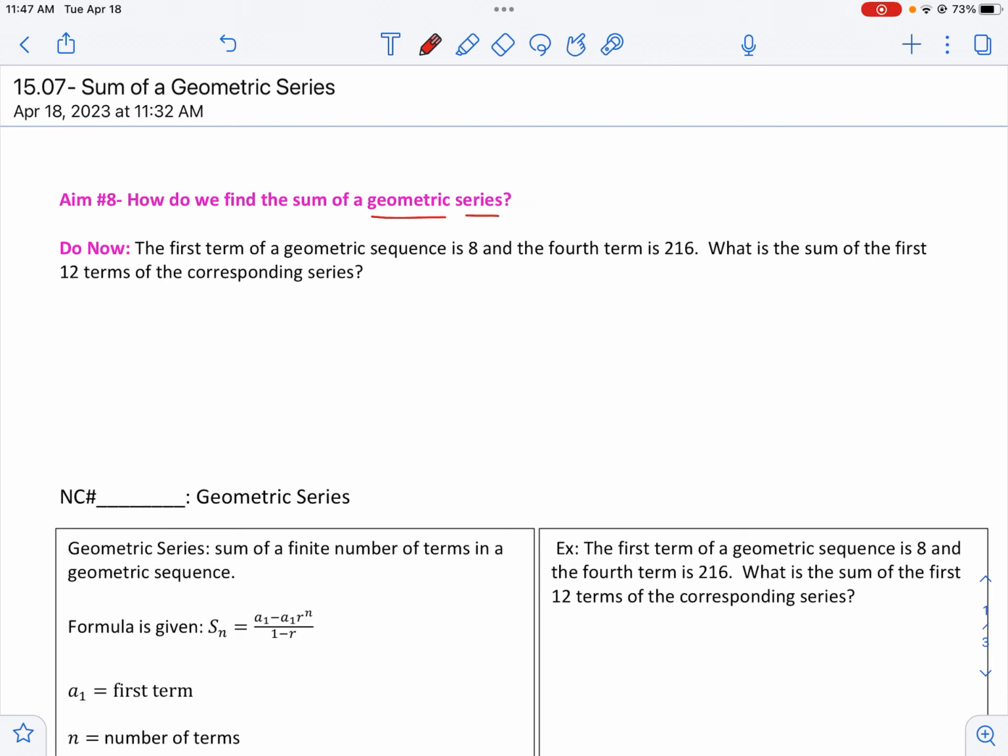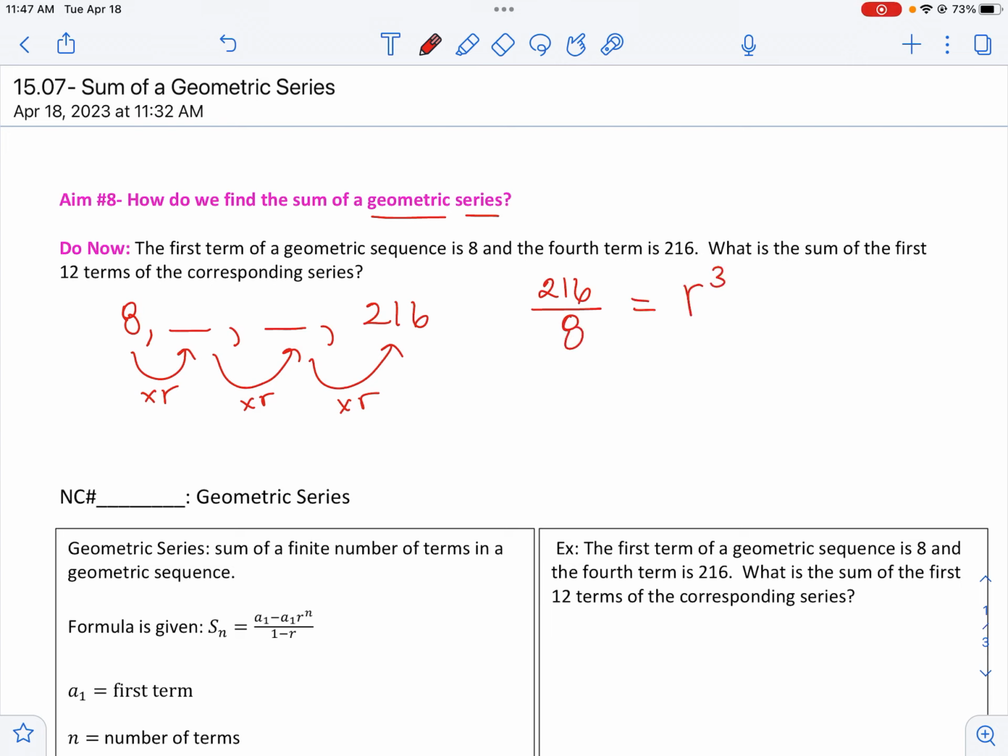So if you don't know about the geometric series formula, you would have to generate this sequence to then add the numbers together. So if I put 8 first, second number, third number, and then we know the fourth number is 216. From here to here, you'd have to multiply by r. From here to here, you'd have to multiply by r. From here to here, you'd have to multiply by r. So therefore, the quotient of 216 and 8 is going to be equal to r cubed.